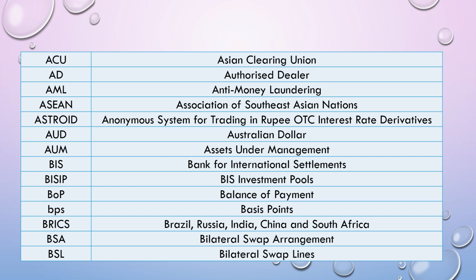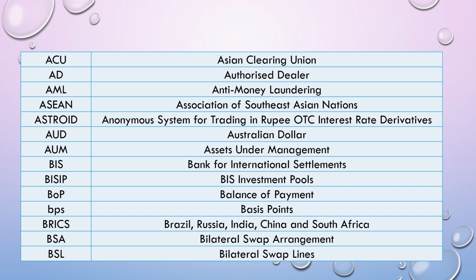AD, Authorized Dealer. RBI describes ADs, authorized dealers, as entities authorized by the Reserve Bank under Section 10 of the Foreign Exchange Management Act 1999 to deal in foreign exchange or foreign securities. AML, Anti-Money Laundering. Anti-money laundering is the execution of financial transactions to eventually convert illegally obtained money into legal money.